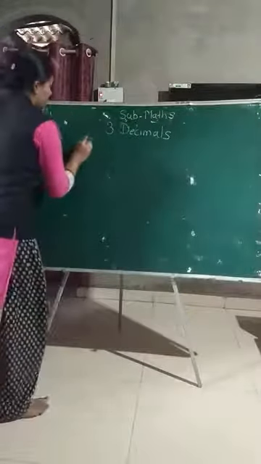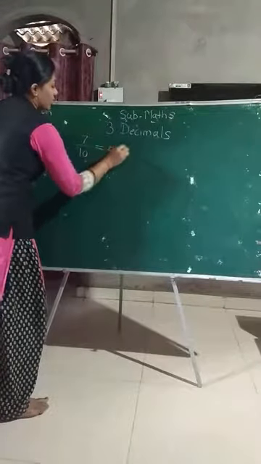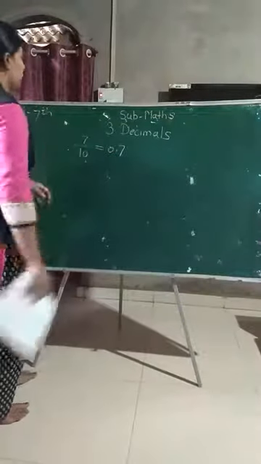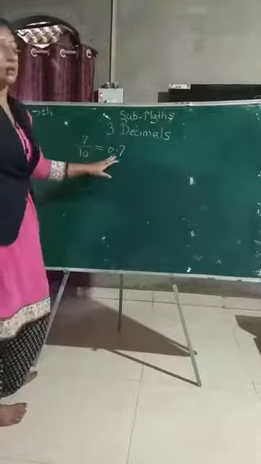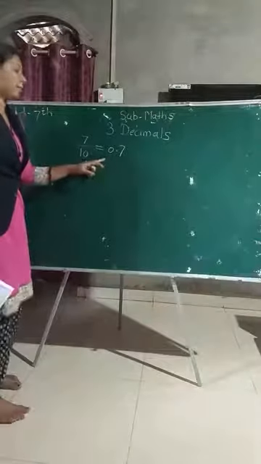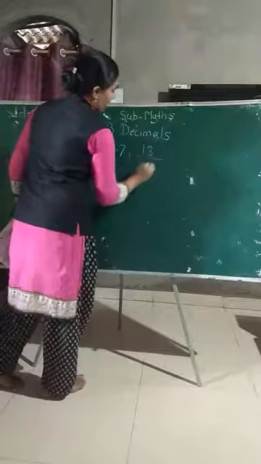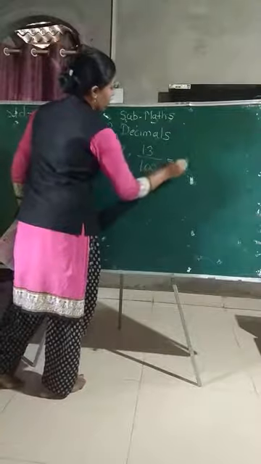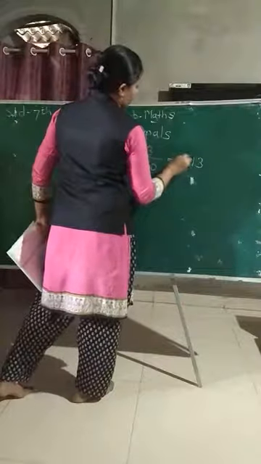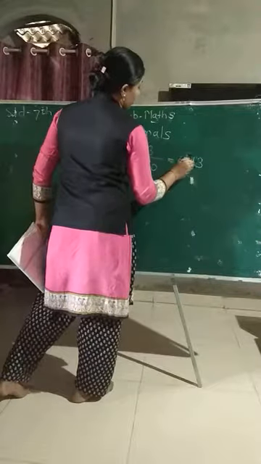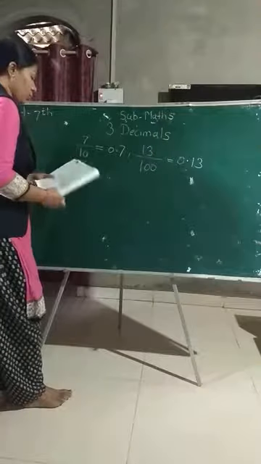We know that this fraction we can write in the form of 0.7. If we divide 7 by 10, then we get 0.7, and this number, that is 0.7, is called decimal number. Also 13 upon 100, there are two zeros, so 0.13. After two digits, we give decimal point and then we write 0.